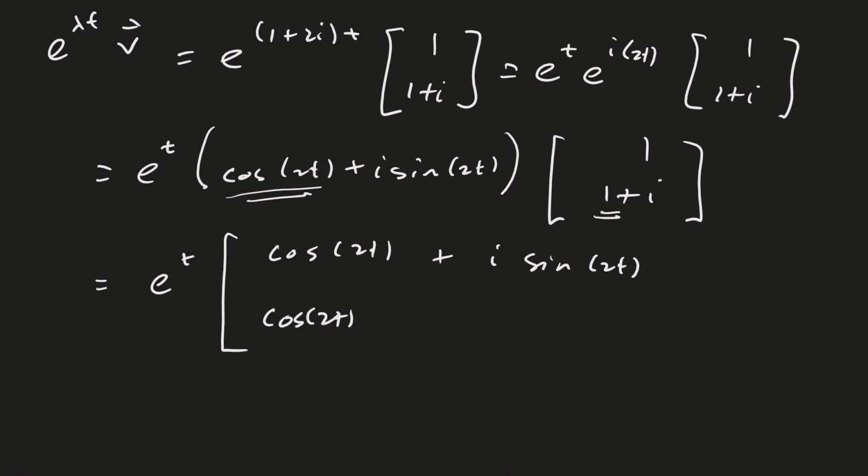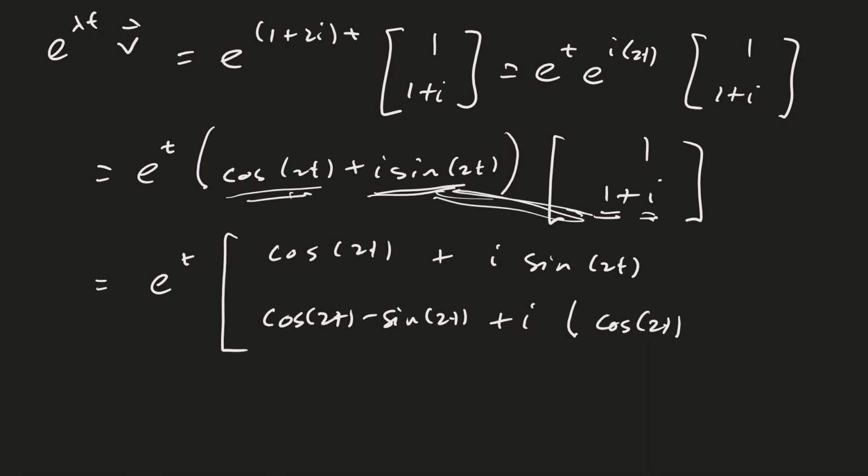And then to get the other real part, I would have i sine times i. That would be i squared times sine, which is minus sine of 2t, plus i. Now I'm looking for the imaginary part, so I get a cosine of 2t. And then the other one would be coming from plus sine of 2t.